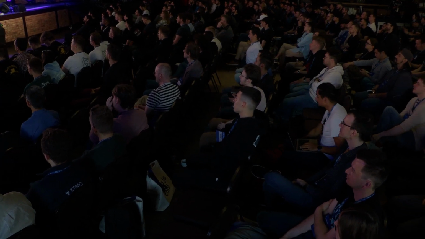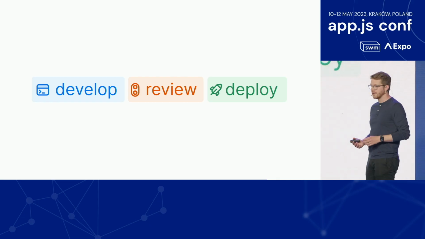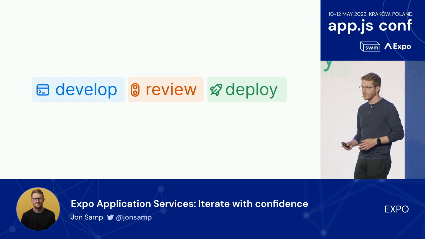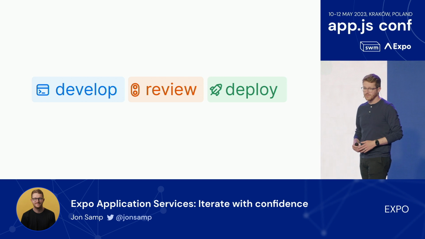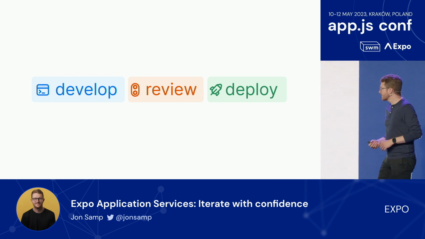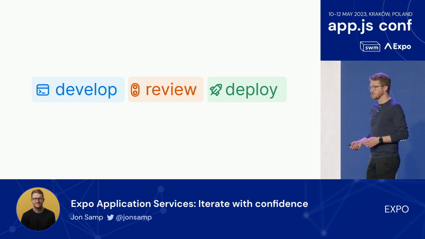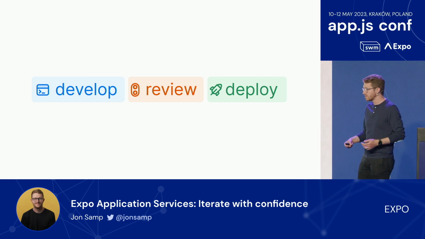OK, there we go. James and Charlie just talked about how the Brex team and Blue Sky use our tools to develop, review, and deploy their code. And these are generally the three things that we do as developers to get features out to users. So that's what I want to talk about today, how you can use our tools to do these things faster with your team. Because if we can move faster, we can ship better features to our customers sooner.